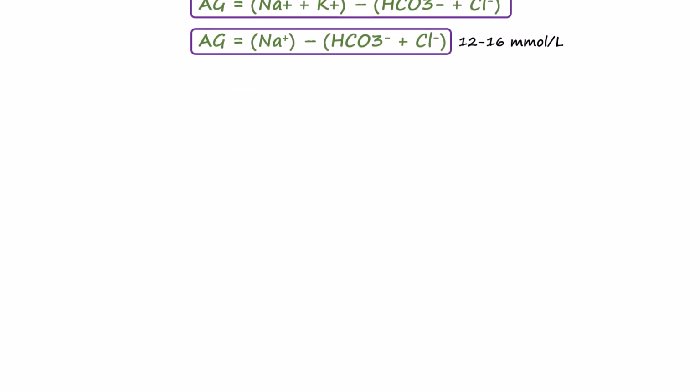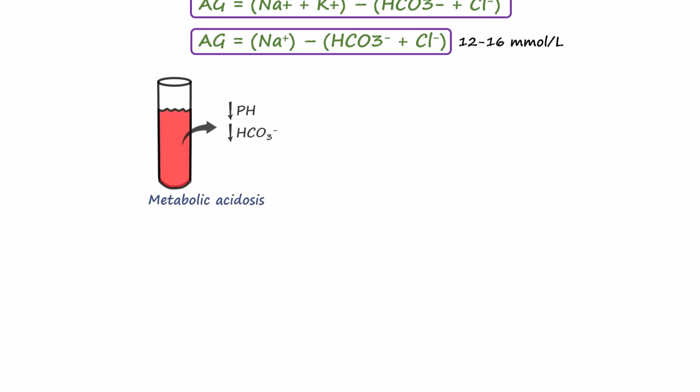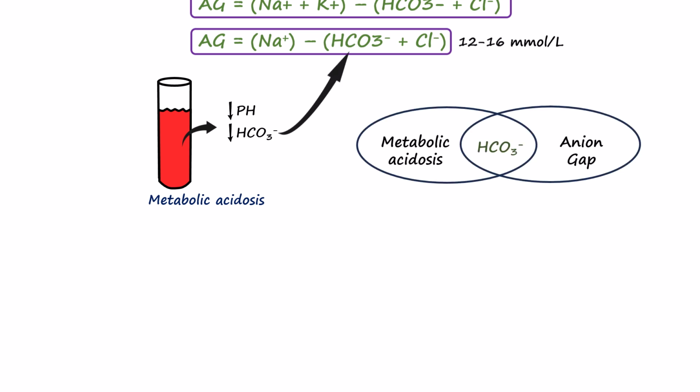But how does this physiology relate to acid-base disorder and metabolic acidosis in particular? Well, in metabolic acidosis, there is a decrease in bicarbonate, which is a key measured anion. So any changes in bicarbonate can have an effect on measured anion concentration and thus on anion gap.